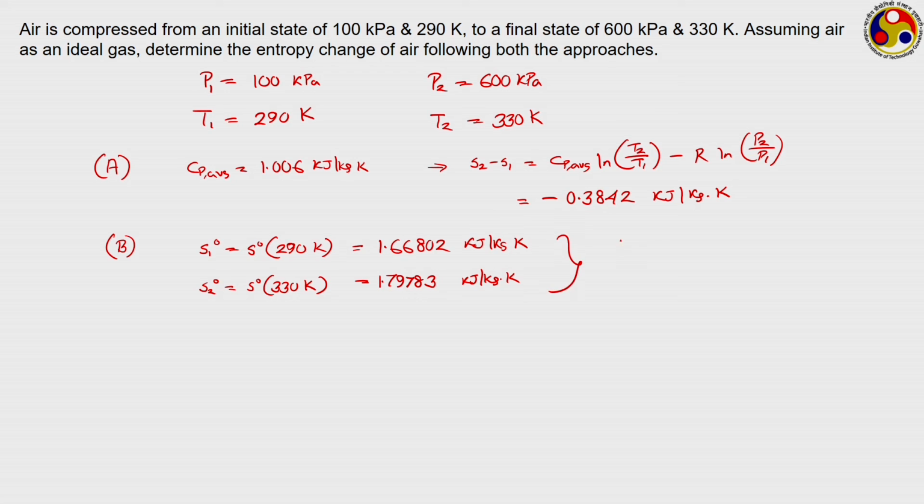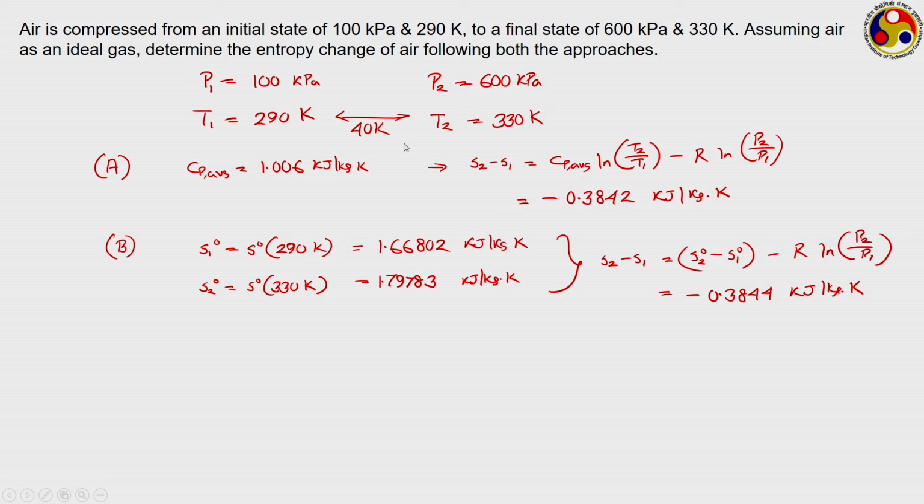If you take both these into account, then S2 minus S1 is equal to S2 naught minus S1 naught, minus the second part, which remains the same, R ln P2 by P1, and it comes out as minus 0.3844. So, in this particular case you can see that the deviation is extremely small, because you are talking about only a 40 Kelvin temperature difference.